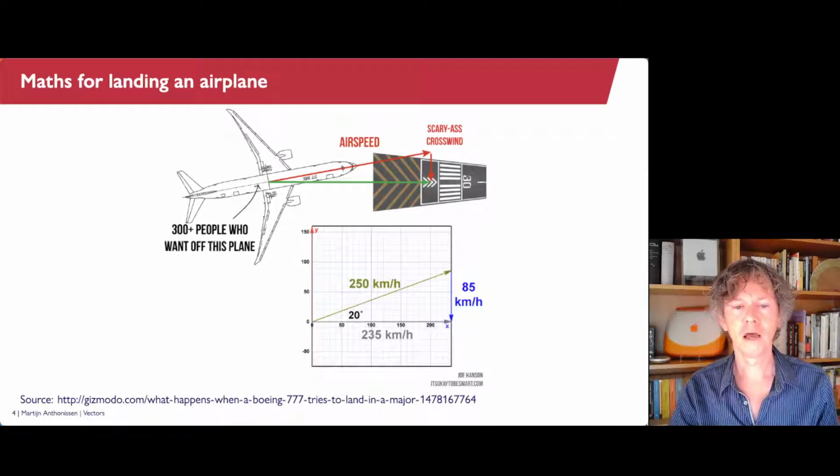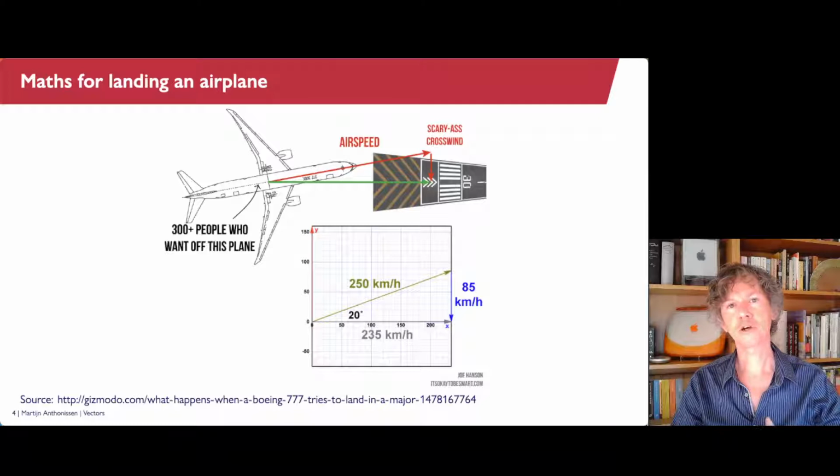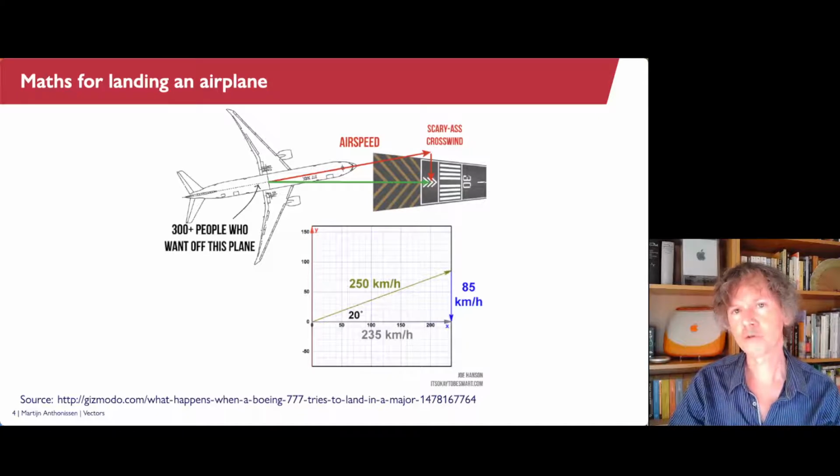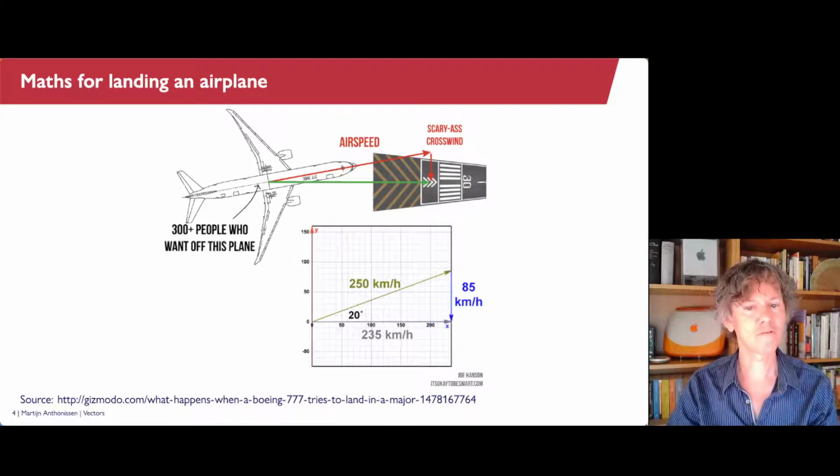This was on Gizmodo. What you see in this little diagram is that the airplane has a velocity in this direction of 250 kilometers per hour. But this 250 kilometers per hour has two components. It has a component in the left to right direction of 235 kilometers per hour, and it compensates for the crosswind of 85 kilometers per hour. As I said, to describe this in mathematical terms you need not only the size of the velocity, the 250 kilometers per hour, but also this decomposition into two directions. So let's study how you can describe that mathematically.